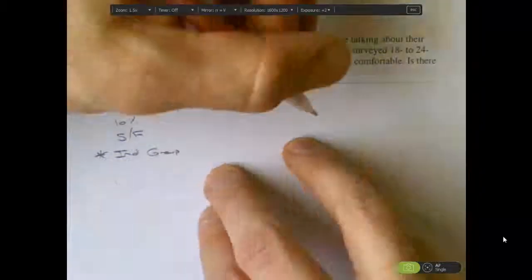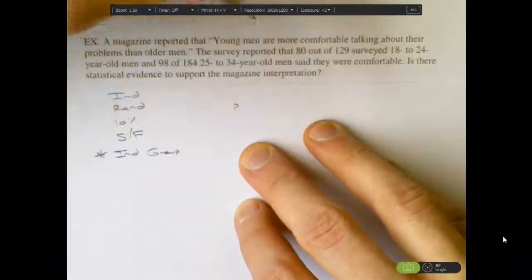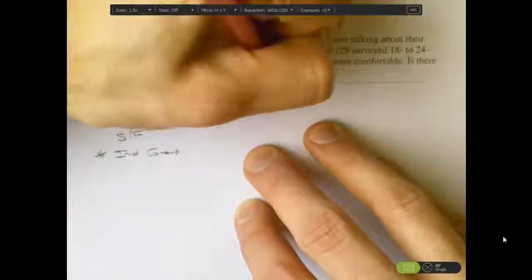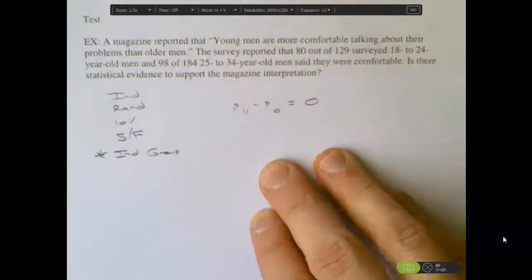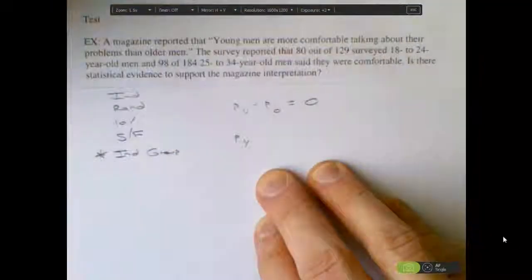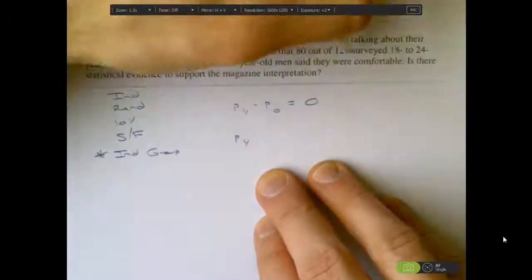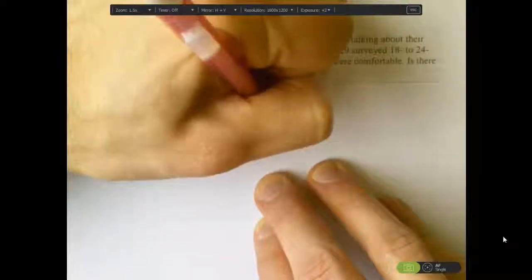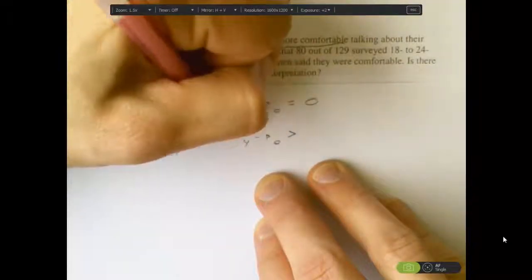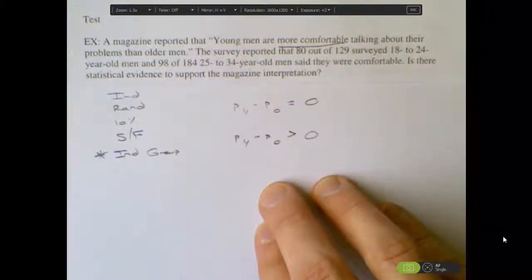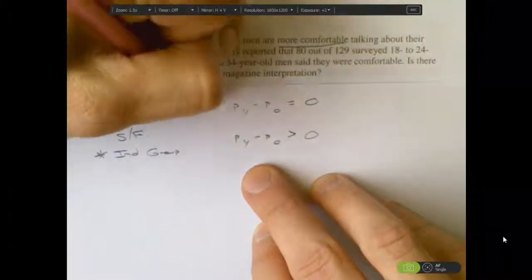So when I'm doing my test, the null would be if I use subscripts Y for young men and O for older men, that I believe the difference is 0. And they want to know, is there evidence to support the magazine's interpretation? They said that young men were more comfortable sharing. So the proportion of young men sharing their problems was going to be greater than the old, greater than 0. So that would be the null, that would be the alternative.